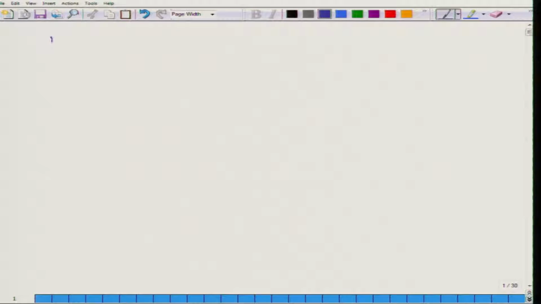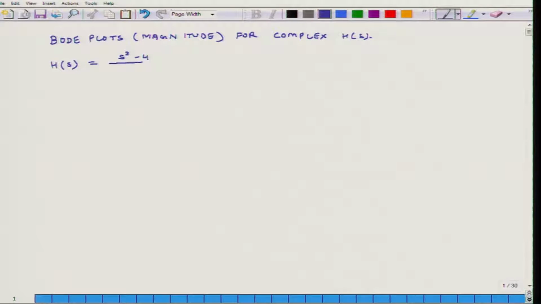As I mentioned, what we are going to discuss today is Bode plots, and specifically we will do it for magnitude, for complex transfer functions. We will do it by an example. Let us say that there is some system which has a transfer function defined as s square minus 4 divided by s square plus 4s plus 5.